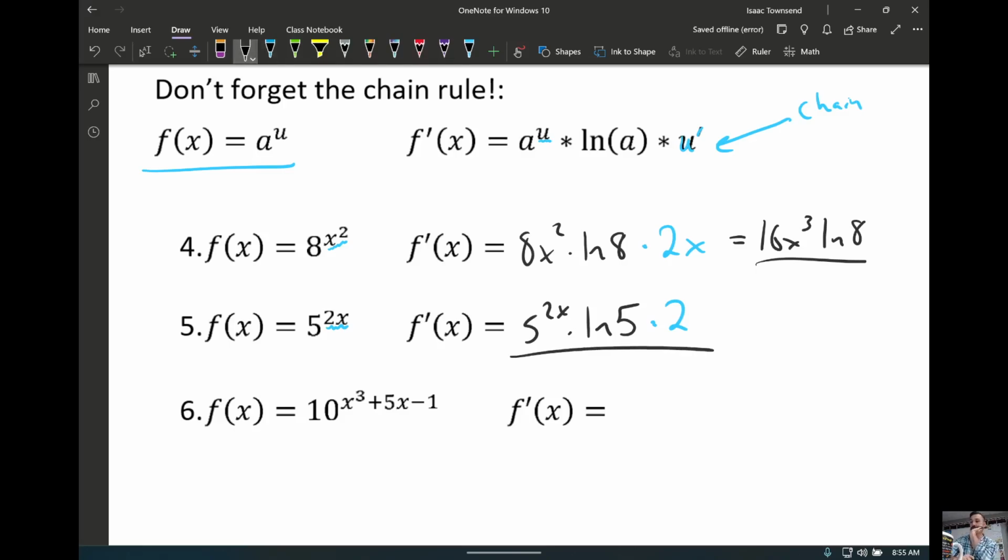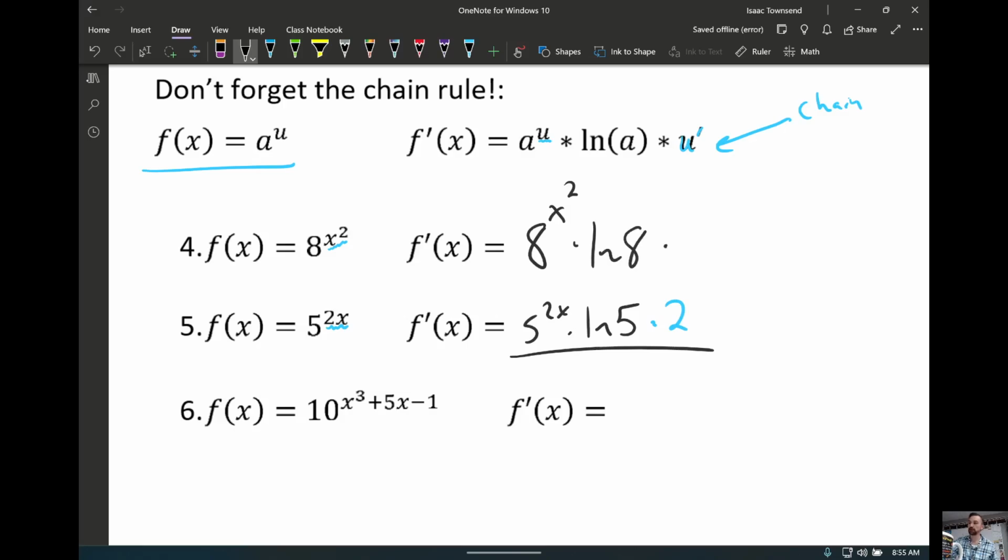Yeah. Or would it not be 16x to the x squared since x is in the exponent? Oh, yeah, you're right. I'm sorry. Let me redo this. I wrote it too sloppy. It should be 8 to the x squared times the natural log of the base times the chain rule step. So after that, we can't do anything. Thank you for catching that.